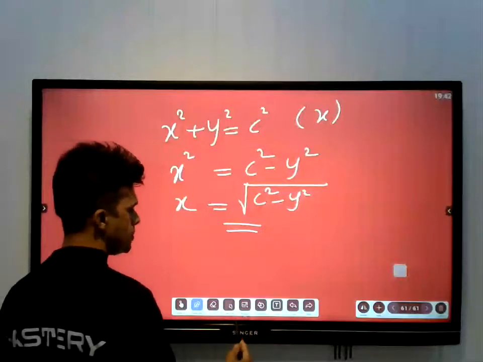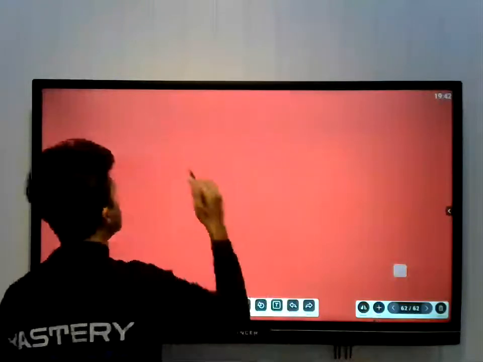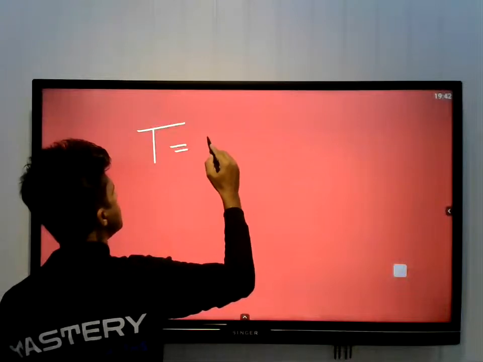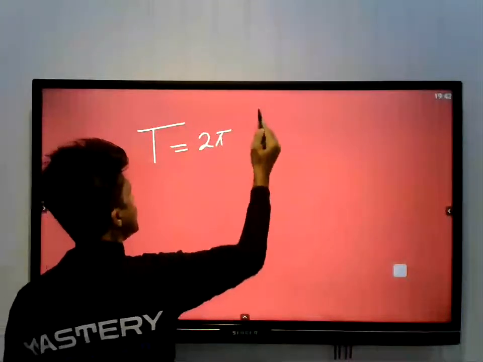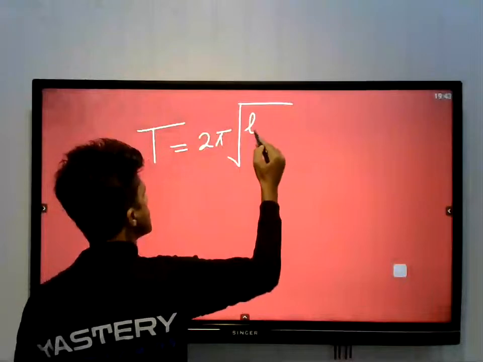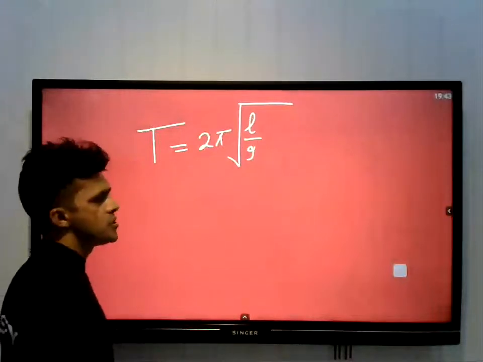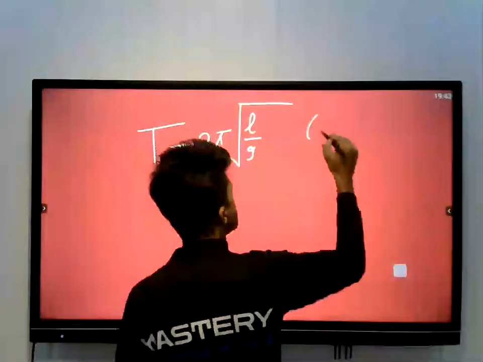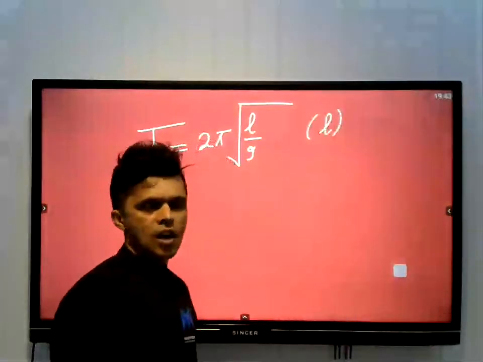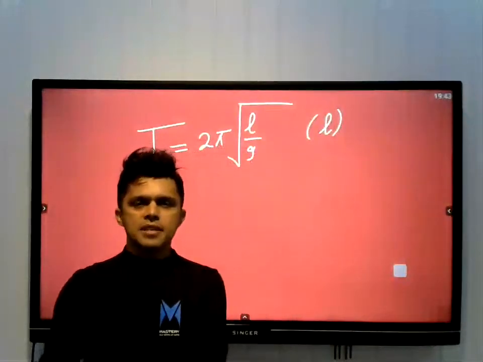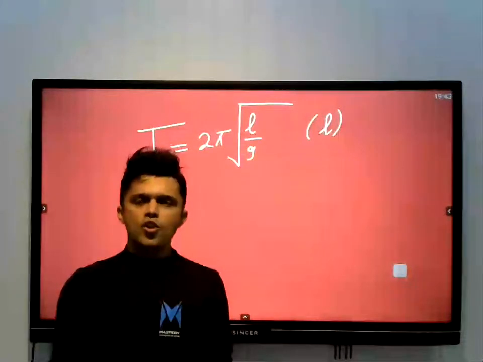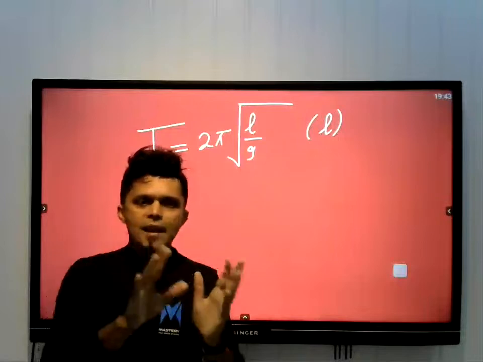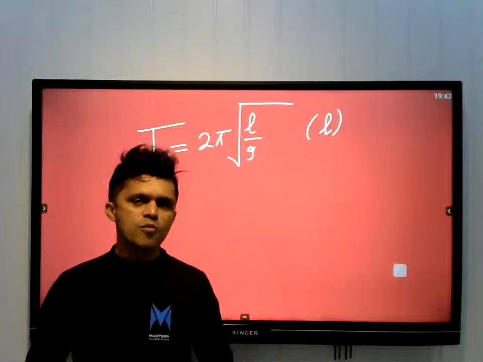Okay. So the next question is t equals 2π root L over g. You have to write the term L as the subject. How can you write the term L as the subject? The term L can be written as the subject of this formula.